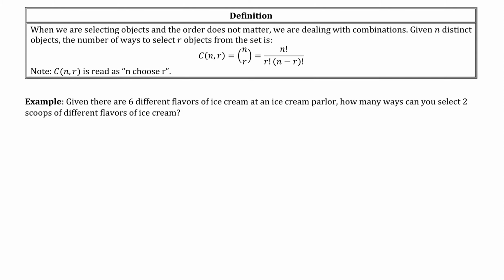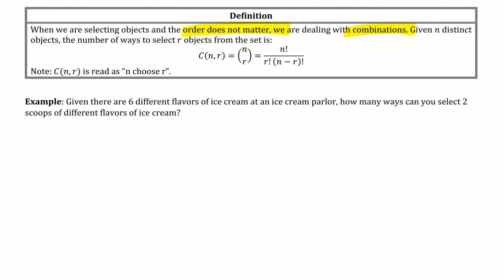In this video, we will find the number of combinations using the combinations formula. So let's just review what that combinations formula is. When we are selecting objects from a larger group of objects, and the order that we're selecting the objects in doesn't matter, that means we are dealing with a combination. Order does not matter. We're given n distinct objects, so all different objects, and the number of ways to select those r objects is given by this combination.